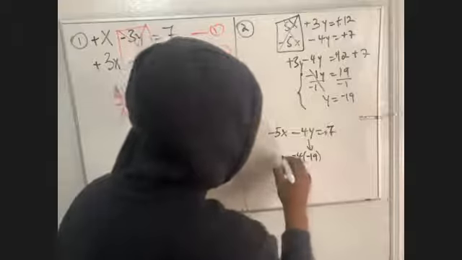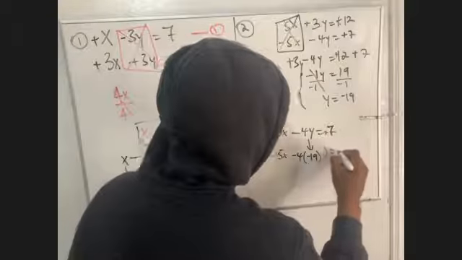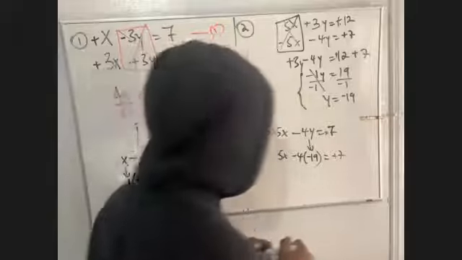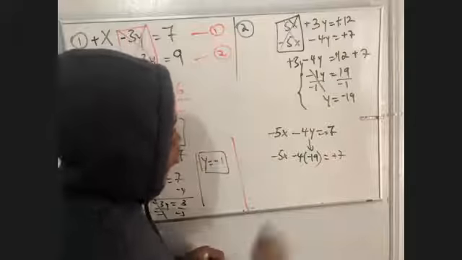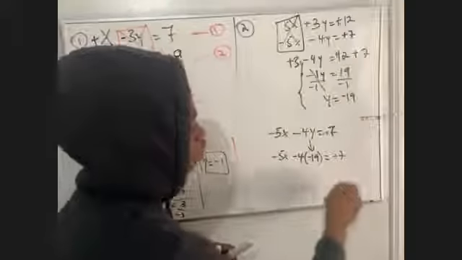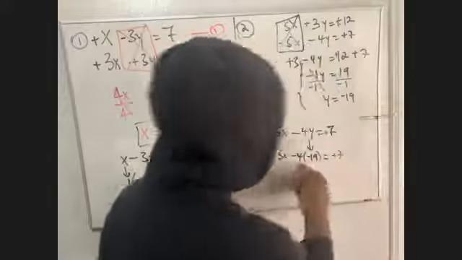We change y into negative 19. We have negative 5x equals positive 7. So what do you think we're going to do? We multiply 4 and 19, right? Someone should do 4 times 19.